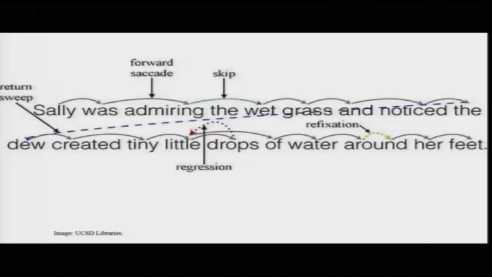Let us look at some of the figures that will help us understand some of the things I was talking about. The sentence is: Sally was admiring the wet grass and noticed the dew created tiny little drops of water around her feet. You can see the person started reading from Sally and then moved to was, and then moved to admiring, and then skipped and moved to wet, and so you can see what this is.